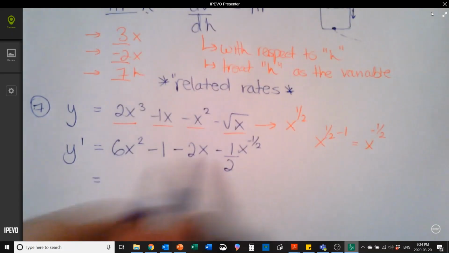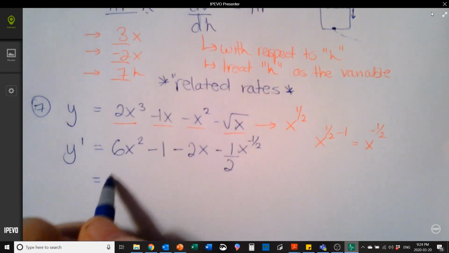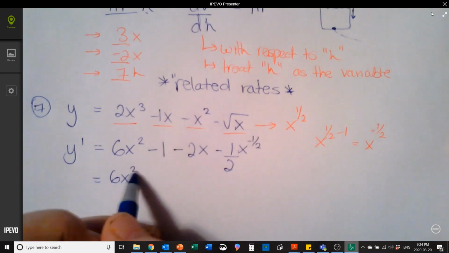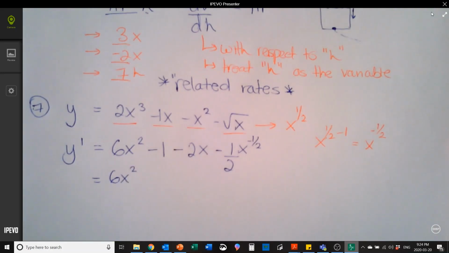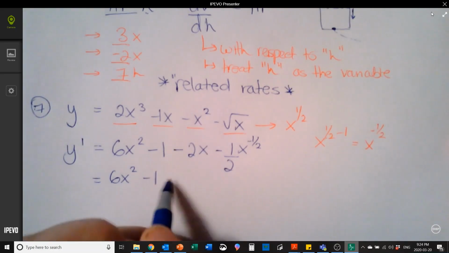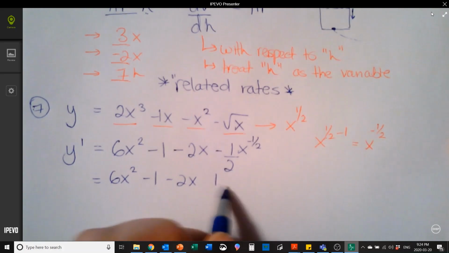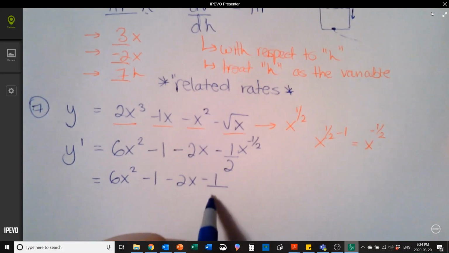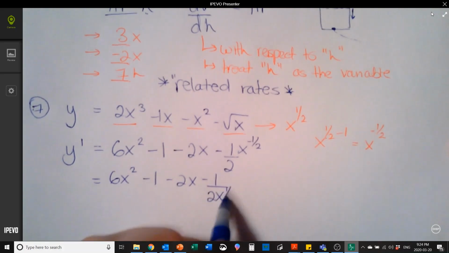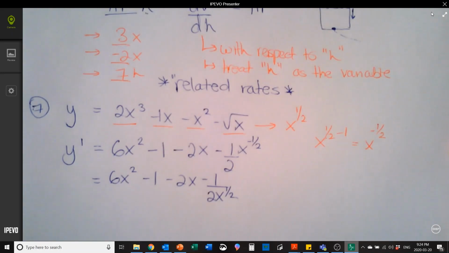There's nothing to collect in terms of like terms. There's not a lot we can do in terms of expanding it or simplifying it too much. But the one thing we're going to do is get rid of that negative exponent. Now I'm going to leave it as 2x to the half.